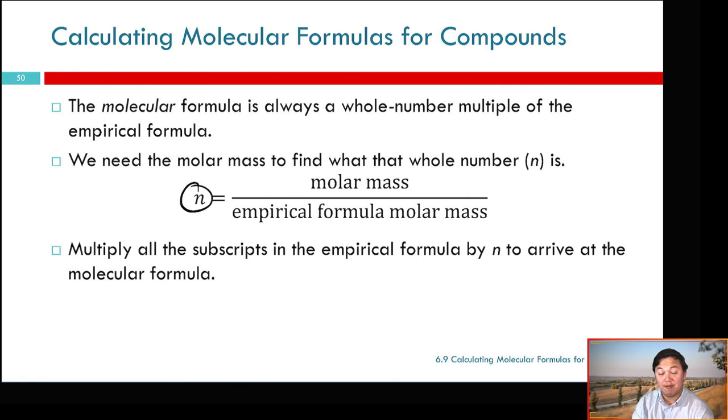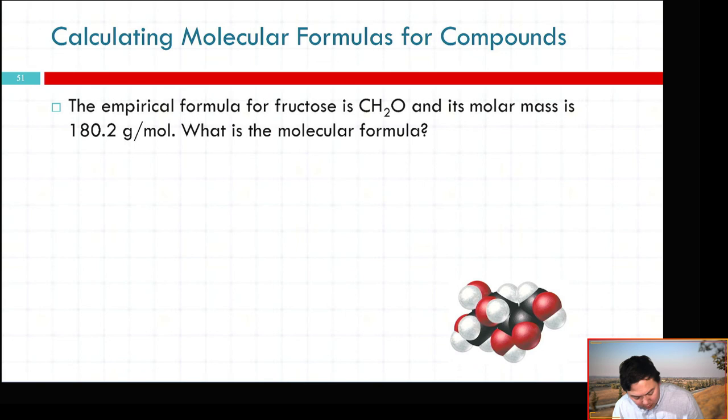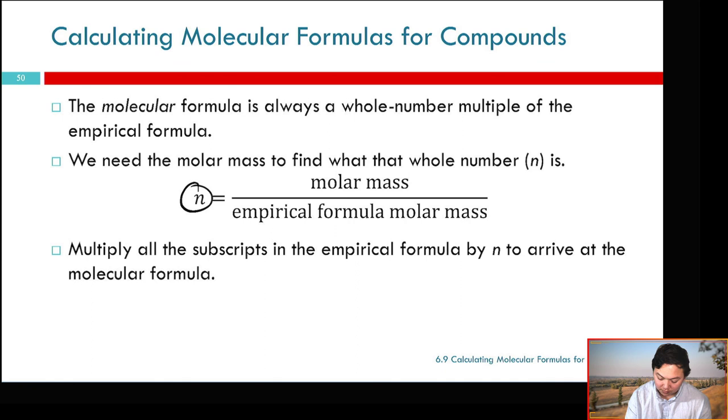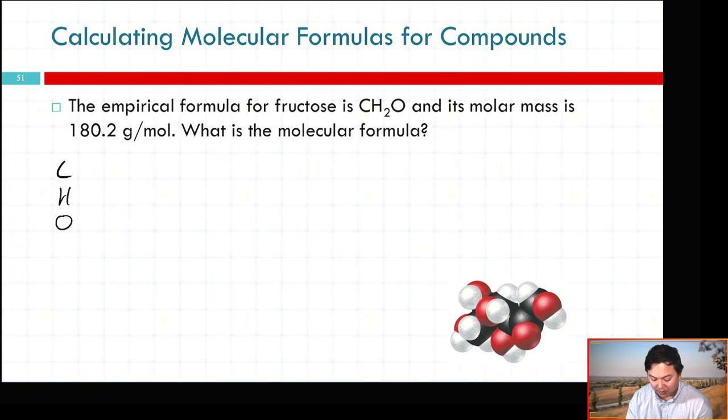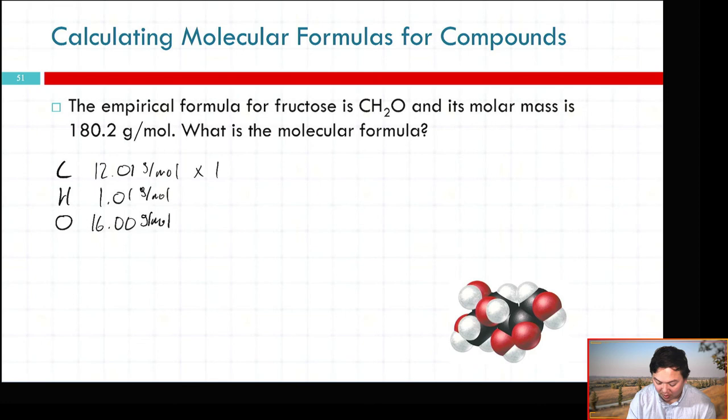So we have just a couple examples of that. The empirical formula for fructose is CH2O, and its molar mass is 180.2 grams. So we have the empirical formula, and we have the molar mass of the actual compound. So, pretty easy. Again, we're just going to use carbon, hydrogen, oxygen, right? Because the first thing that we need to calculate is the empirical formula molar mass. So that's what we're going to do on the left over here. We're given the empirical formula of fructose, and we have carbon 12.01, hydrogen 1.01, oxygen 16.00. And these are all grams per mole. And we're going to multiply by the number that we have in each. So 2, 1.